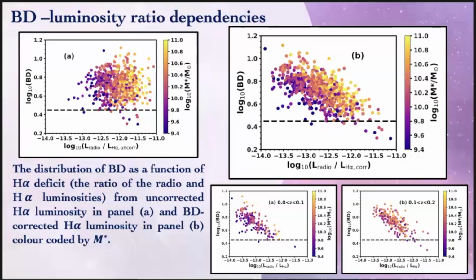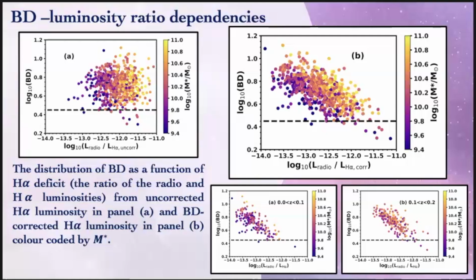This also arises due to Balmer decrement providing insufficient correction to the H-alpha luminosity in the presence of optically thick dust. Also, Balmer decrement correction alone does not fully correct the discrepancies between the uncorrected H-alpha and the radio.